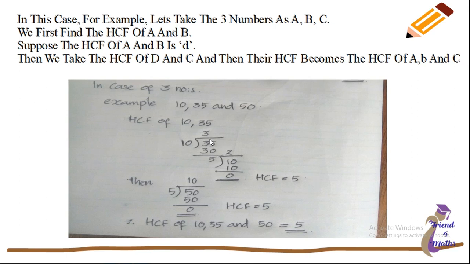And to find the HCF of these three numbers, the last step is to find the HCF of this 5 and this 50. Hope you understand. That is, we are going to find out the HCF of 5 and 50. That is, 50 is divided by 5 and we are getting 10 as the quotient and the remainder is equal to 0. So we can stop here and look at the divisor, that is 5 itself. So the HCF of 10, 35 and 50 will be the last divisor, that is 5 here.